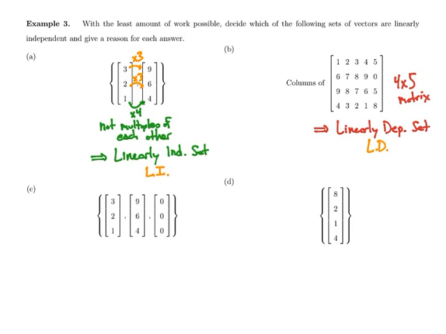Next one, we have 3 vectors, 3, 2, 1, 9, 6, 4, 0, 0, 0. Since I have the 0 vector here, this is immediately a linearly dependent set. No matter what other vectors are there, if you have 0, 0, 0, it's a linearly dependent set. And then our fourth one, we have just one vector, and we said that one vector is always a linearly independent set.